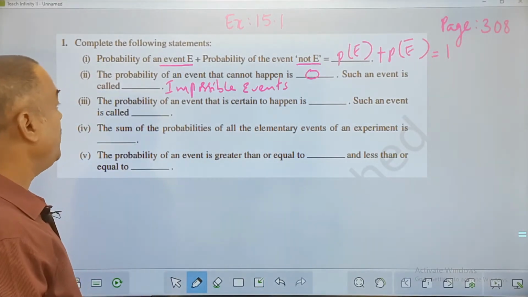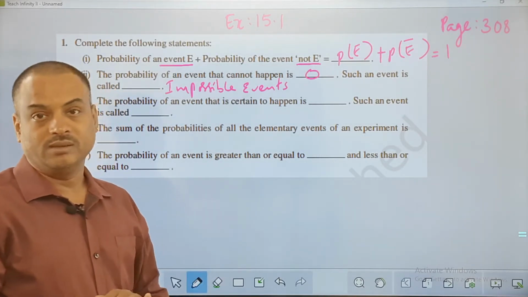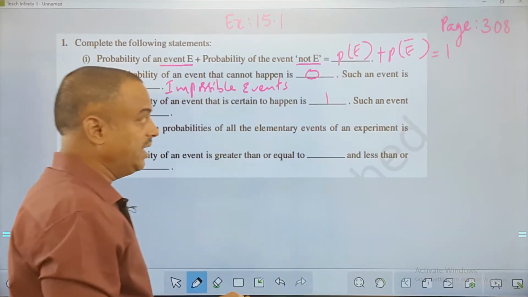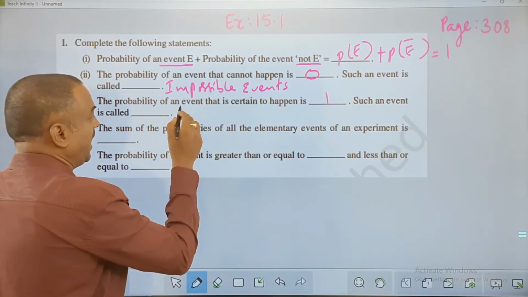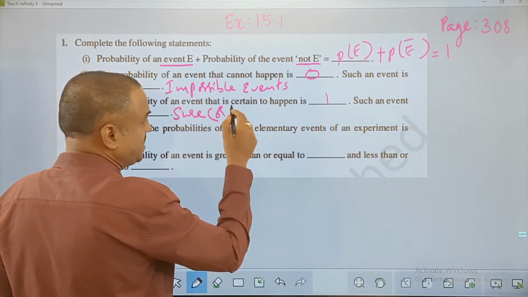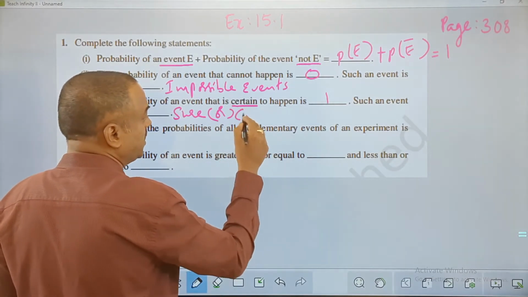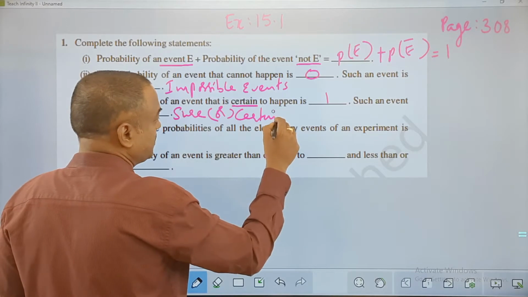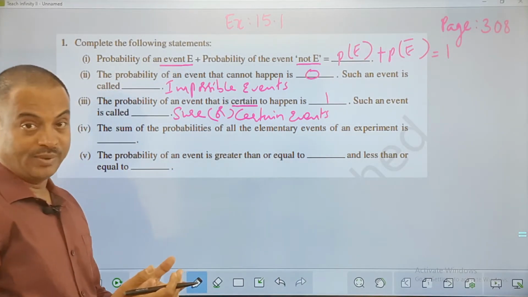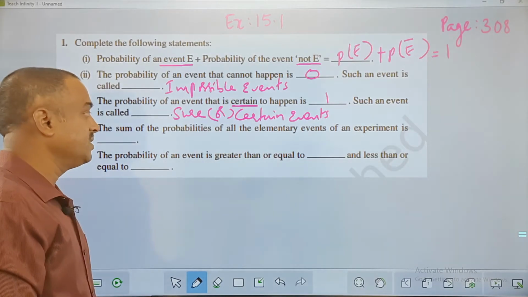Next one, the probability of an event that is certain to happen. Definitely it should happen. Then the value will be 1. Such events are called sure events, or in the question itself you have the word certain events. So events which will definitely happen are called sure or certain events.